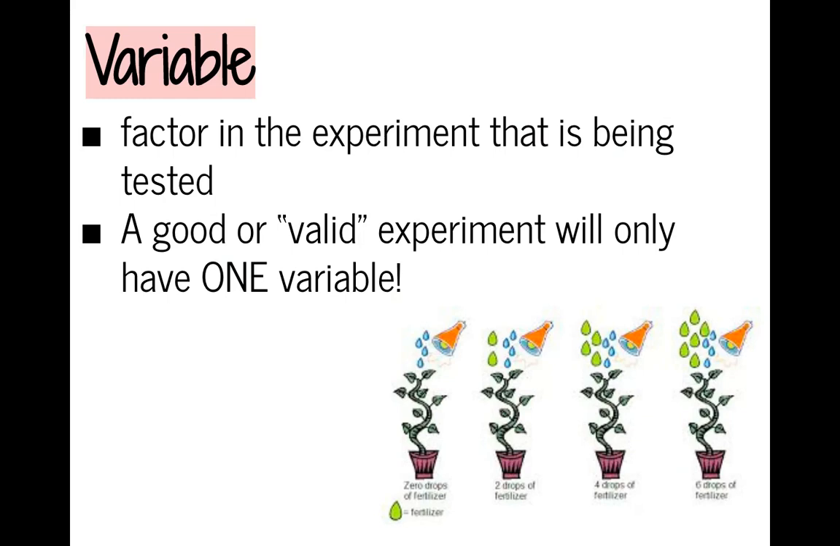Now, within our experiment, we have items which are variables. And a variable is the factor in the experiment that is being tested. A good or valid experiment will only have one variable. So whenever we're doing an experiment, we only want to change one thing in our experiment. We don't want to change multiple items. If we change multiple items, then we are looking at different factors that can affect the outcome of the experiment. So in this instance, we change one thing.